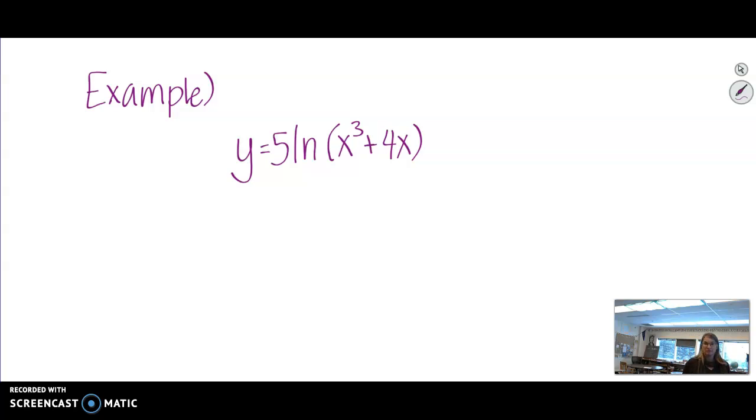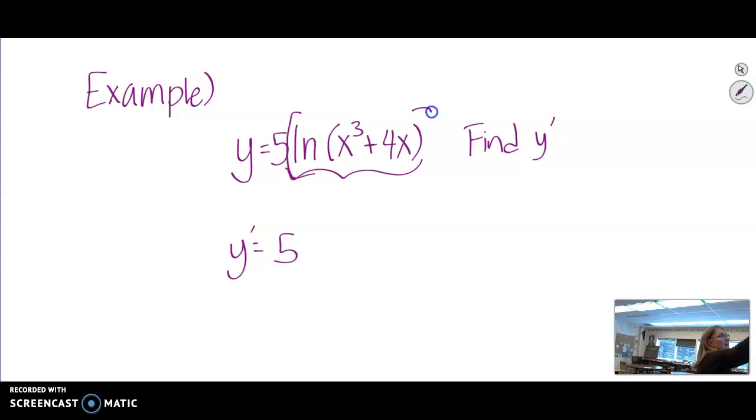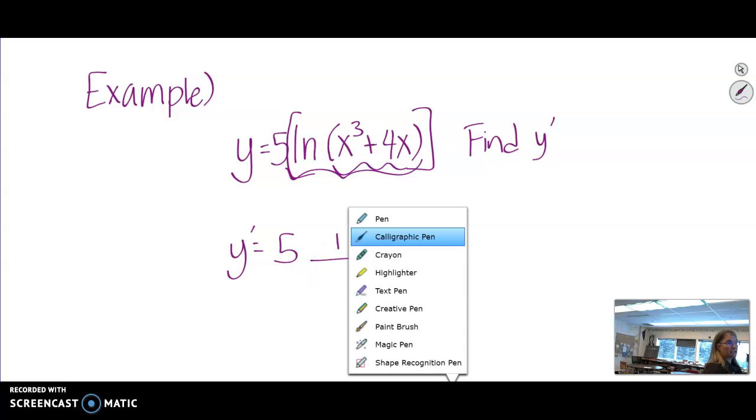Here we're going to need to use the chain rule, and also the constant. We have a constant times a function here, so when we find the derivative, find y prime, we're going to keep the constant there and multiply by the derivative of the function ln of x cubed plus 4x. The outside function here is the natural logarithm, so if you think of this as ln of u, then it's going to be 1 over this inside function here. So I'm applying the chain rule.